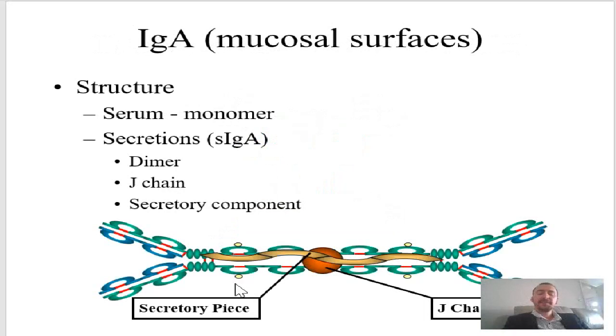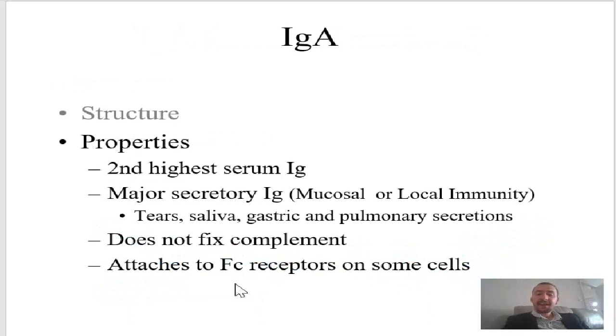Now IgA is generally found on mucosal surfaces. It's generally secreted as soluble IgA, which is a dimer joined together by a J chain, with a secretory piece holding it together as well. It's the second highest serum immunoglobulin. The majority of it is found in the mucosa, tear, saliva, gastric, and pulmonary secretions. It does not fix complement, or is certainly very weak at fixing complement, and attaches to the Fc receptors on some cells if they have that specific receptor.